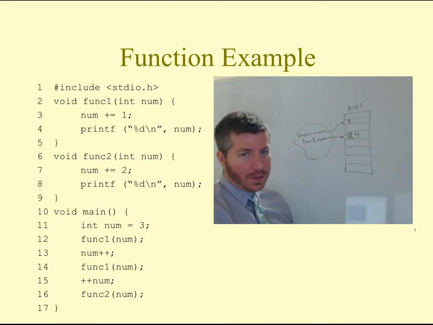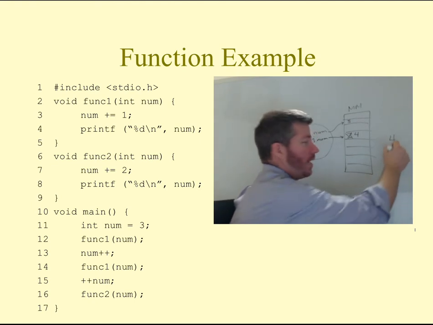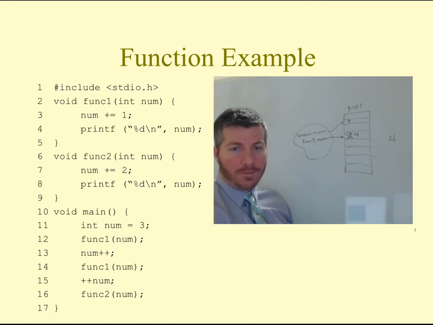So when I print out the value on line 4 of the variable num, it's printing out the one which is within scope, and that's the one that was declared on line 2 in func1. So it's going to print out the value 4. So I'll just keep a little running tally over here of what's printed. It's going to print out a 4.